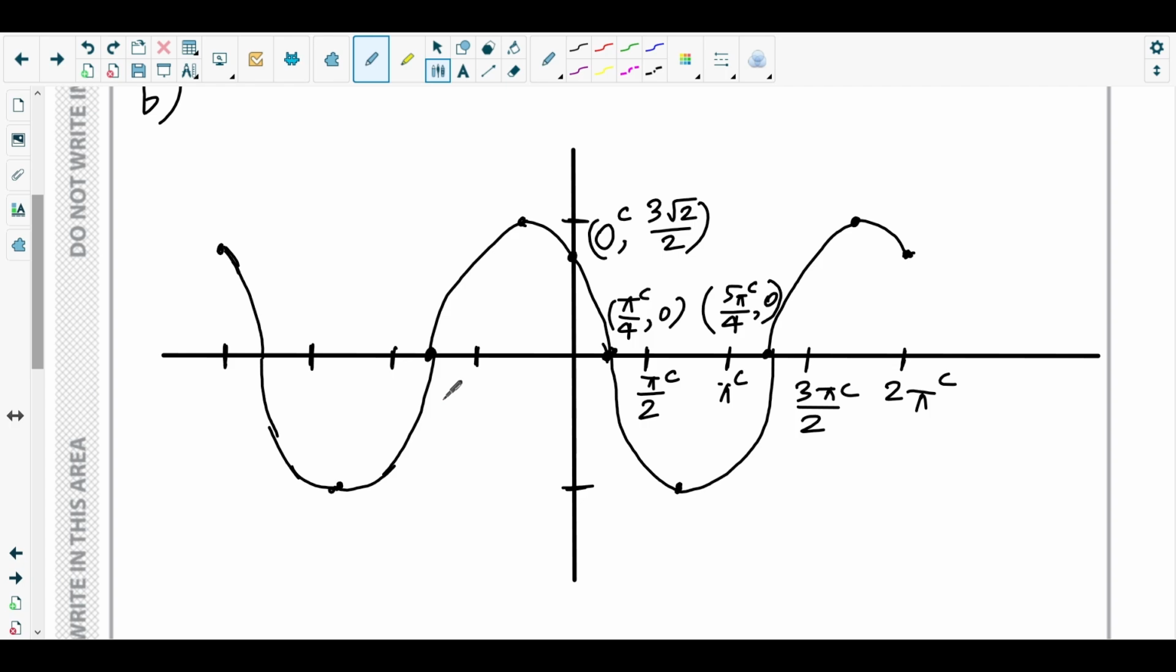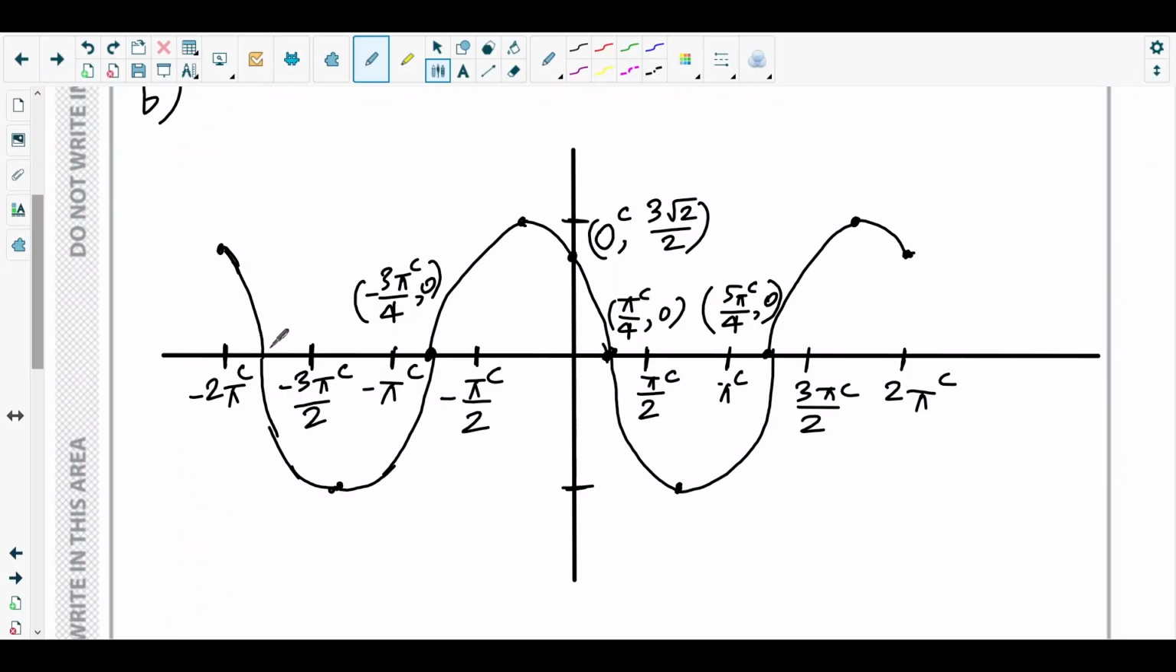Then this point is negative pi over 2, this is negative pi, this is negative 3 pi over 2, and this is negative 2 pi. Okay, all are radians. Okay, so this x coordinate at the point where the curve intersects the negative x-axis is negative 3 pi over 4 radian, y coordinate 0.